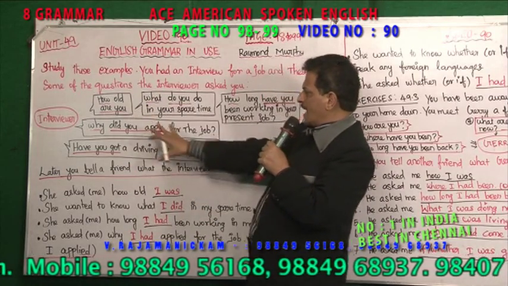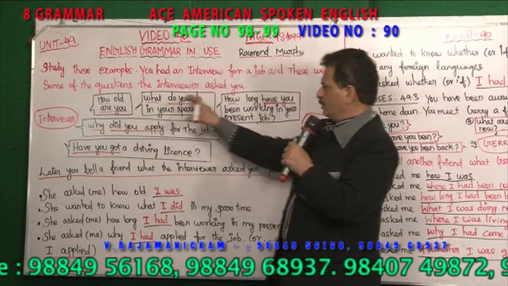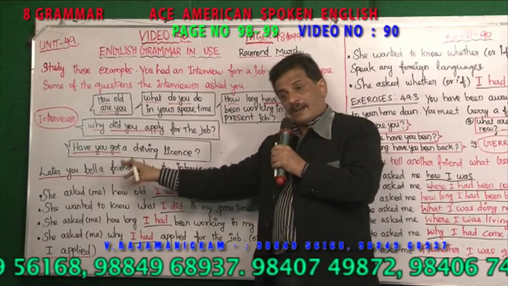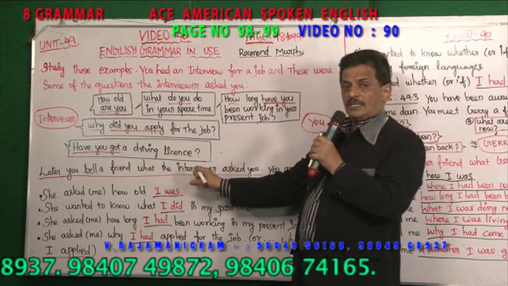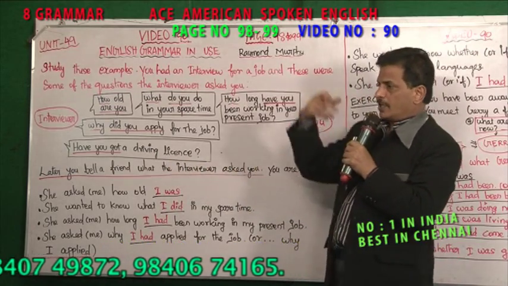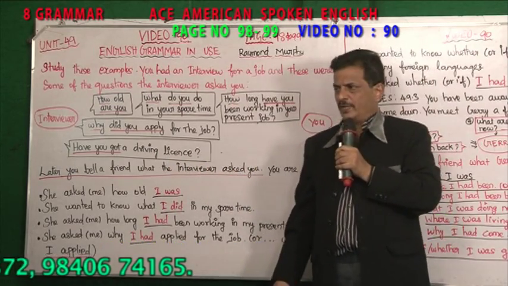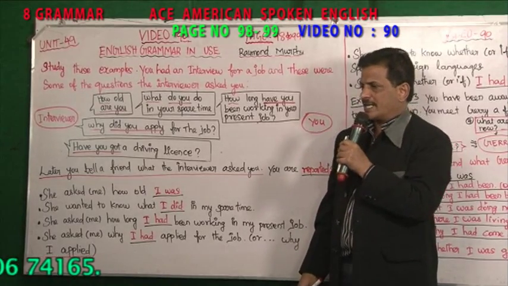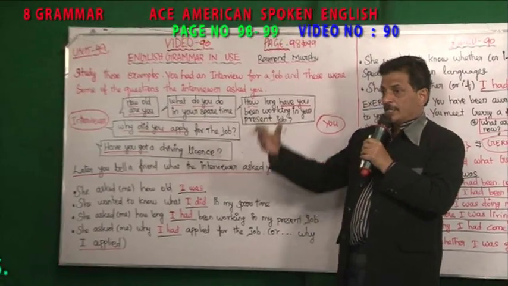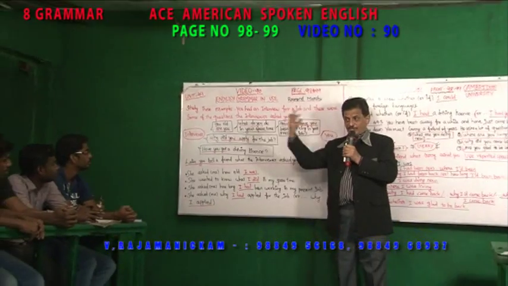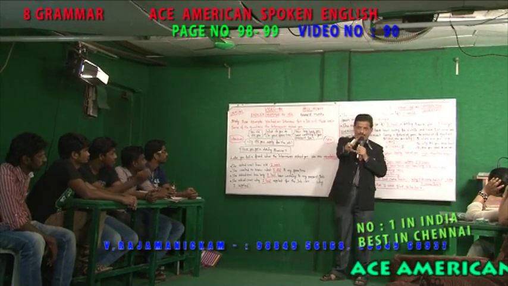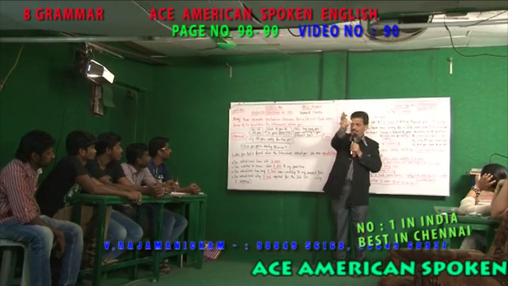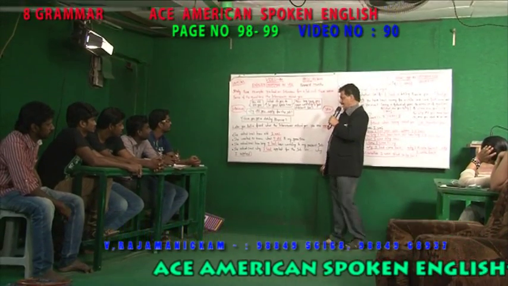So, the interviewer asked you these five questions. After the interview, you come and tell your friend what the interviewer asked you. Now you are telling your friend what the interviewer has said to you. The interviewer has asked you five direct questions. Later you go and tell your friend what the interviewer told you in indirect speech.